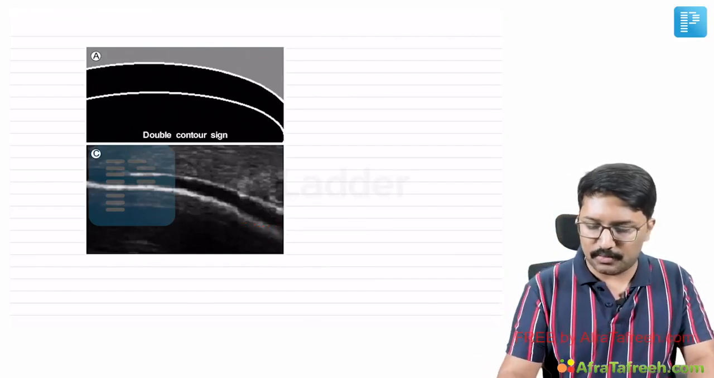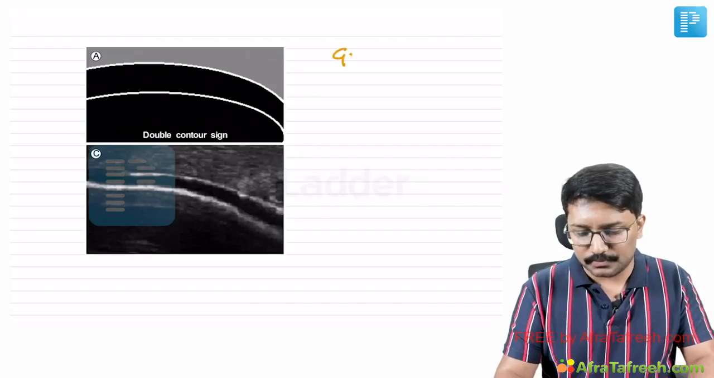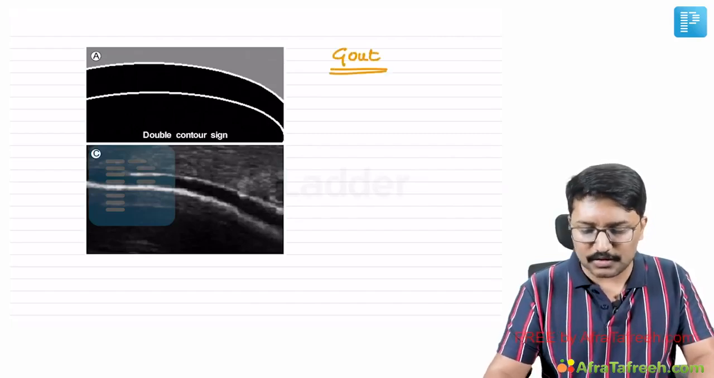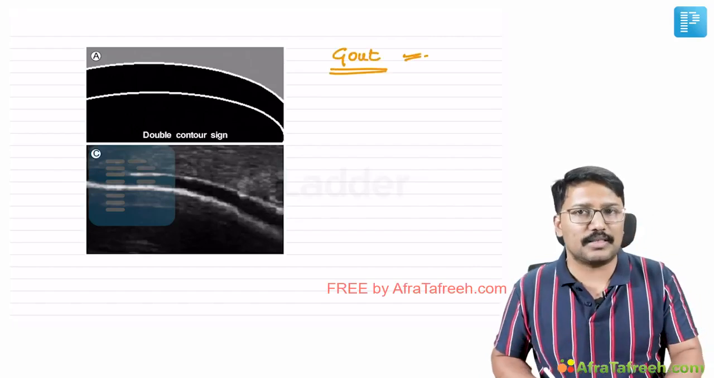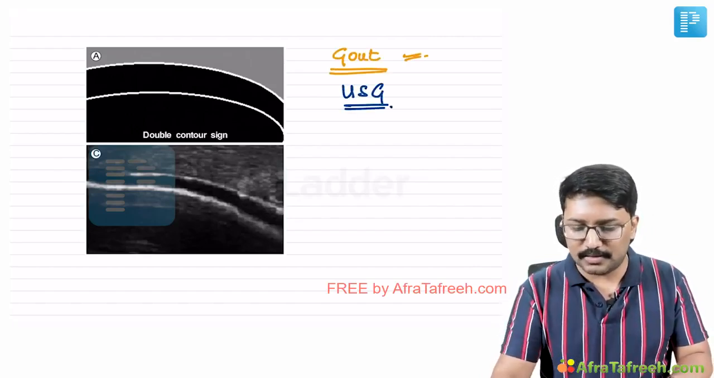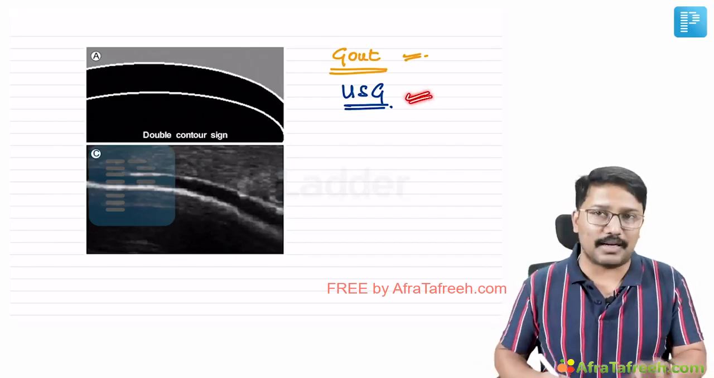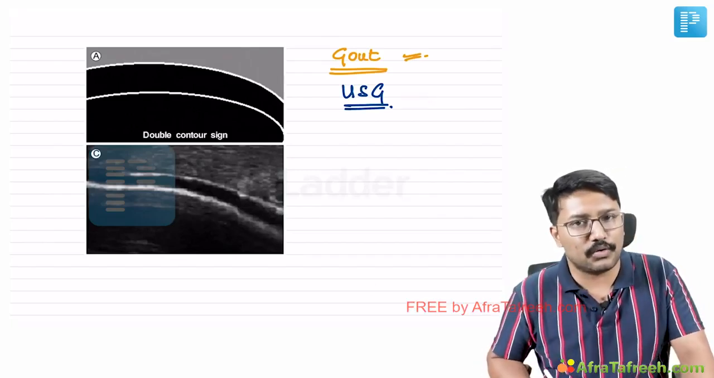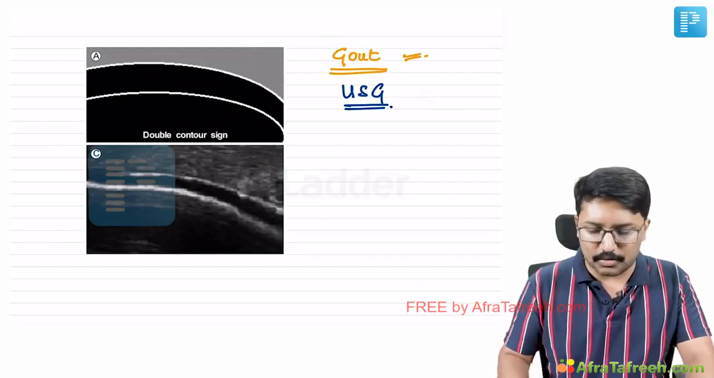So the first image we are talking about is typically seen in patients with gout, right? This is not seen in patients with pseudogout. So this imaging finding is an ultrasound of the affected joint, and this helps us to identify a case of gout and differentiate it from a case of pseudogout. So what are we seeing here? We are seeing double contour.